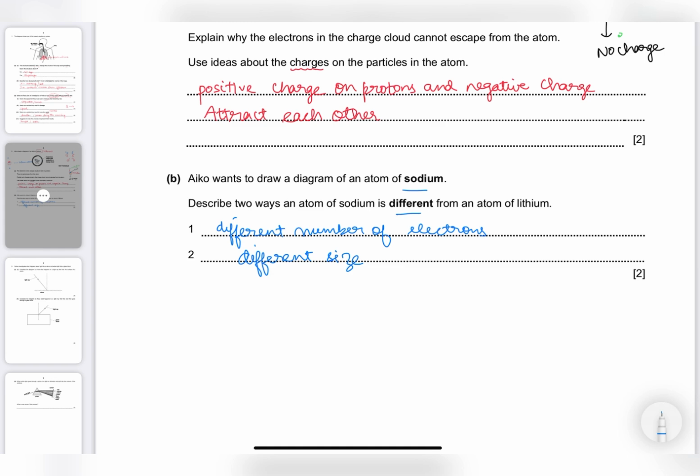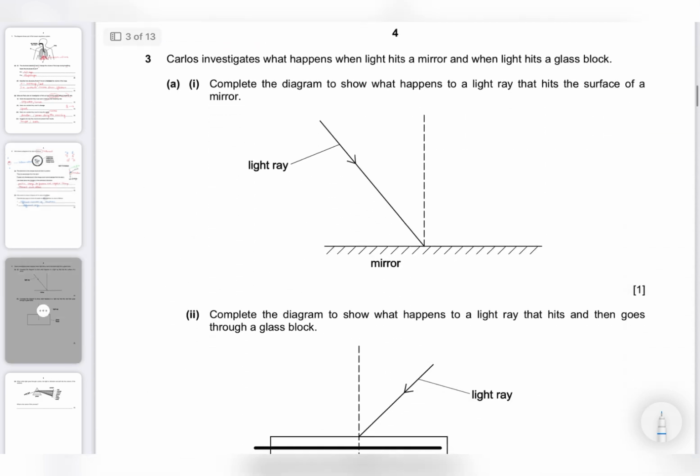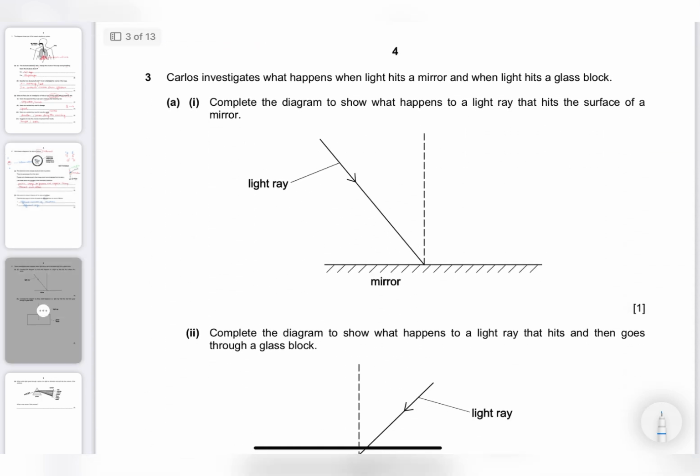Let us move on to the next question now, learners. Carlos investigates what happens when light hits a mirror. Complete the diagram to show what happened to a light ray that hits the surface of the mirror. What can you observe from this is that we have a light ray. This ray of light is the incident one, so I can write down this is the incident ray. This line right here, that is 90 degrees, is known as the normal.